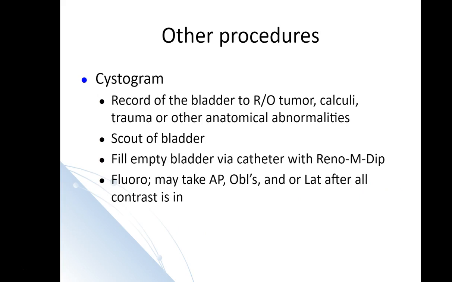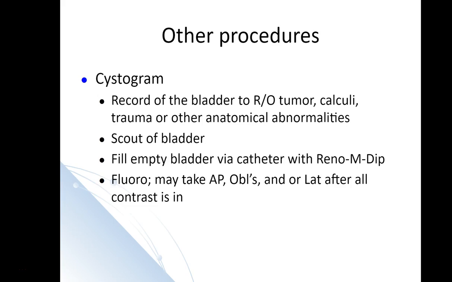You might do some overhead imaging with your X-ray tube, so you might do some APs, some obliques, a lateral. And again, we're looking for any filling defects. In other words, the contrast should fill the bladder completely, and normally if you see any kind of abnormalities, that could be a sign of a tumor or something else.